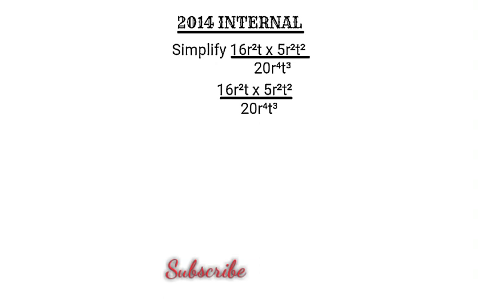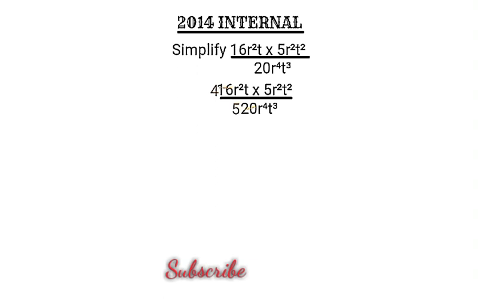Okay, so what we're going to do here is first ignore the letters and focus on the numbers. We are going to find the number that can go into the numbers in the denominator and those in the numerator. So let's start with 16 and 20. 4 can go into 16 and 20. So 4 into 20 will go 5 times. 4 into 16 will go 4 times.